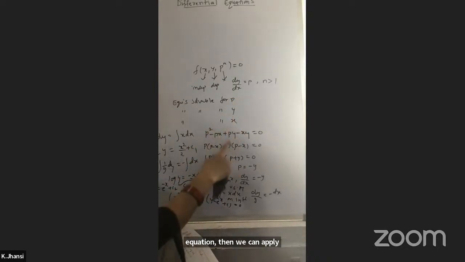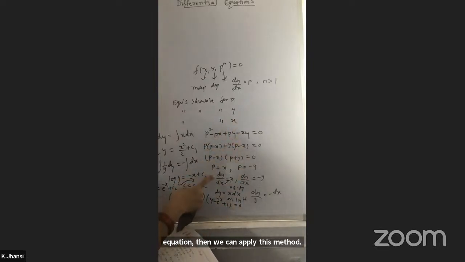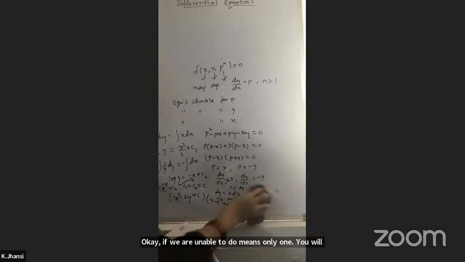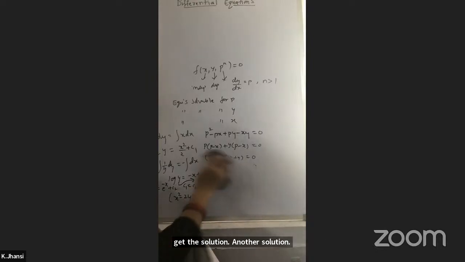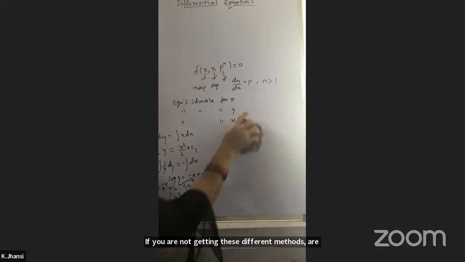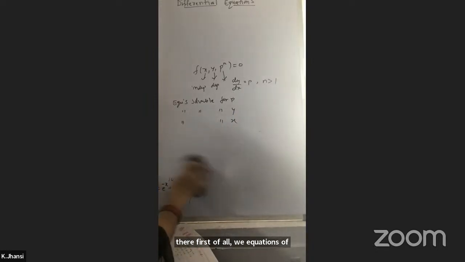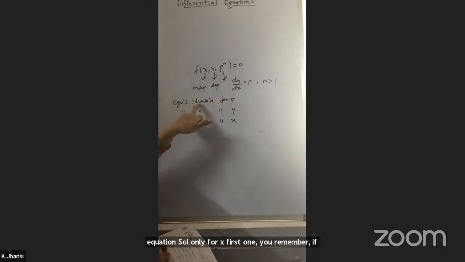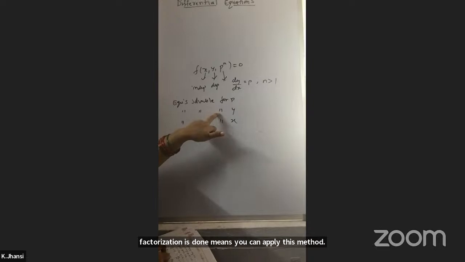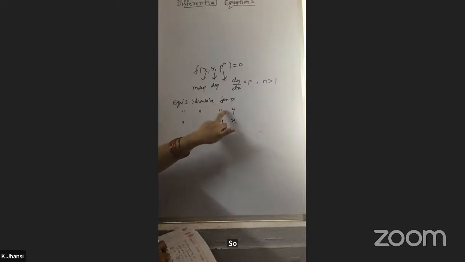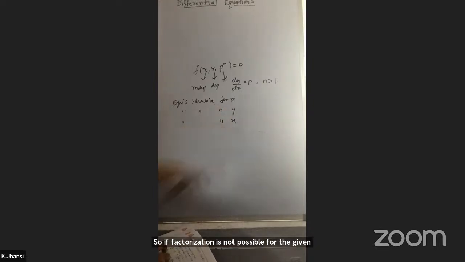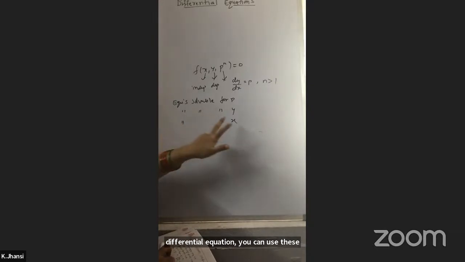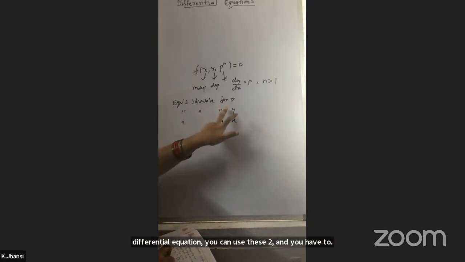Okay. If we are unable to do that, you will get only one solution. Another solution, if you are not getting, means different methods are there for solving equations solvable for y and also equations solvable for x. First one you remember, if factorization is done, you can apply this method. So if factorization is not possible for the given differential equation, you can use these two. And how can you identify whether it is solvable for this or this?